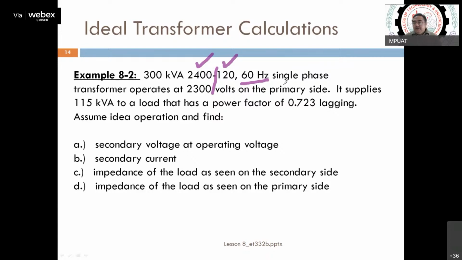A single phase transformer operated at 2300. Now it is not operating at rated voltage, mind it, on the primary side. If I say it operates at the rated voltage, it would have operated at 2400 volts.